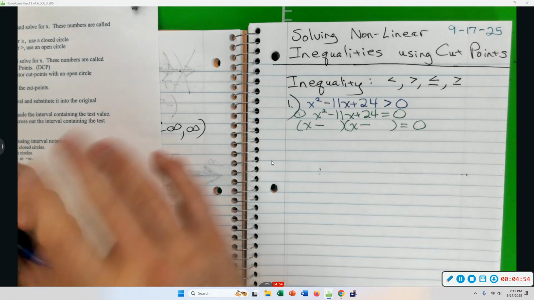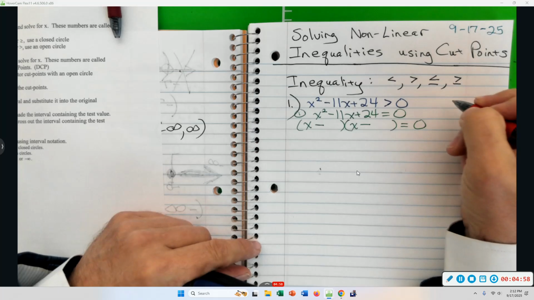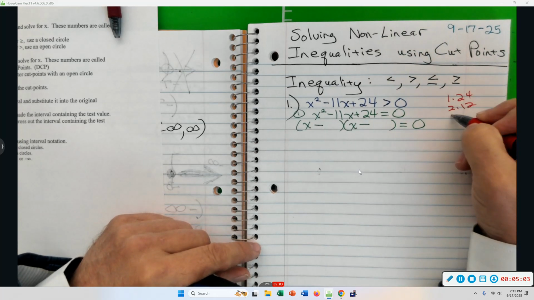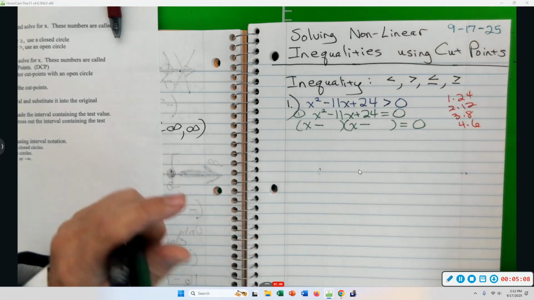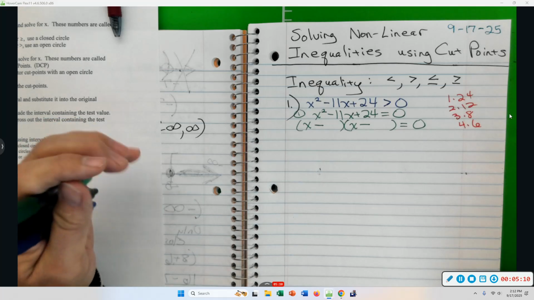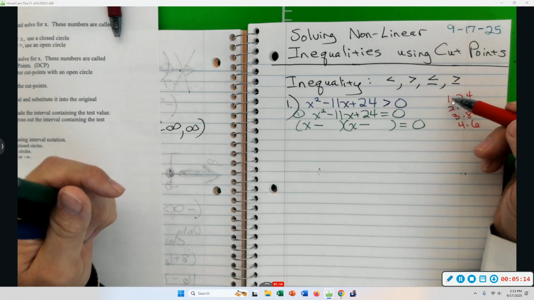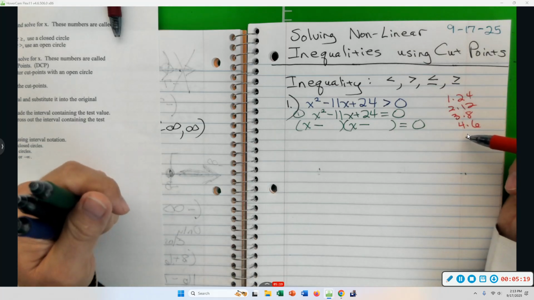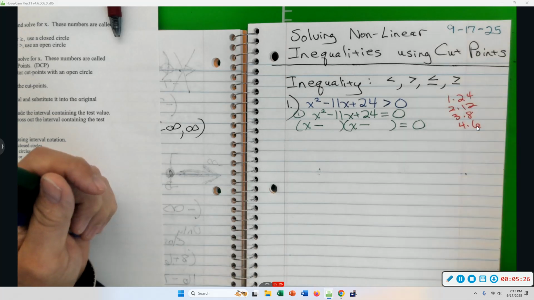What times what gives me 24? We can have 1 times 24, 2 times 12, 3 times 8, 4 times 6, 5 doesn't go in, 6. That's why I write these things numerically like that, because 1, 2, 3, 4, mentally I check 5 doesn't divide evenly into 24, 6 goes in evenly. I've gotten this number here on the right hand side, so I know I've found all the pairs.